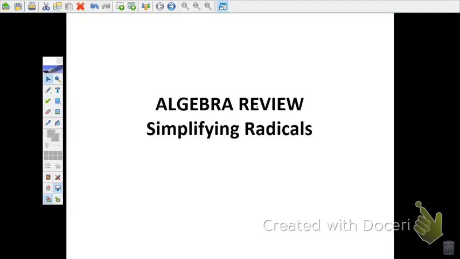Today we're going to do some algebra review on simplifying radicals, as this is an algebra skill that we are going to be working with in the next few lessons that we have.